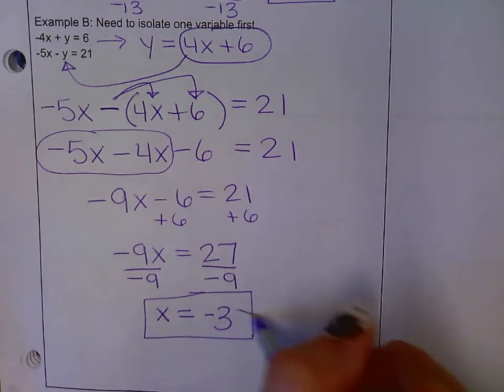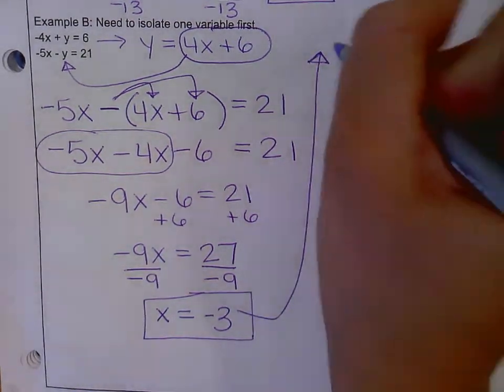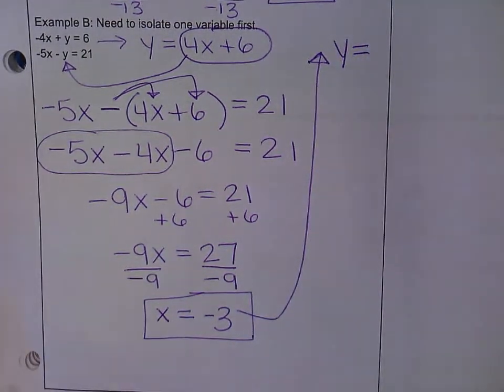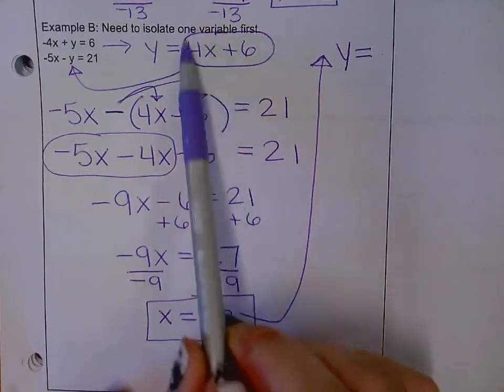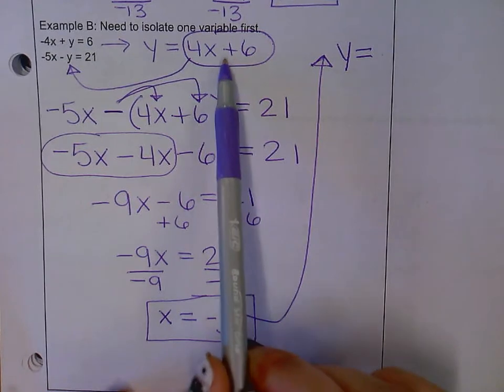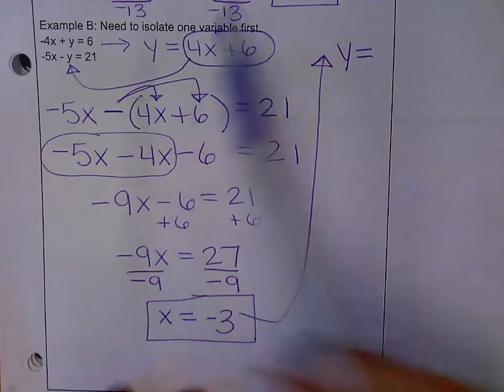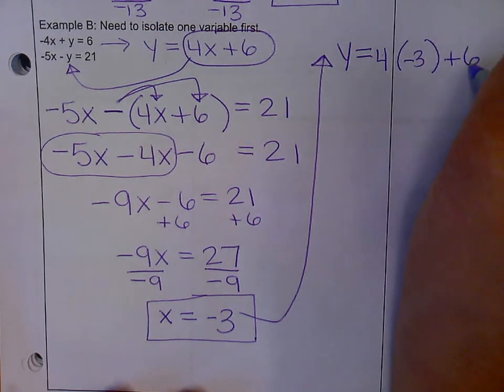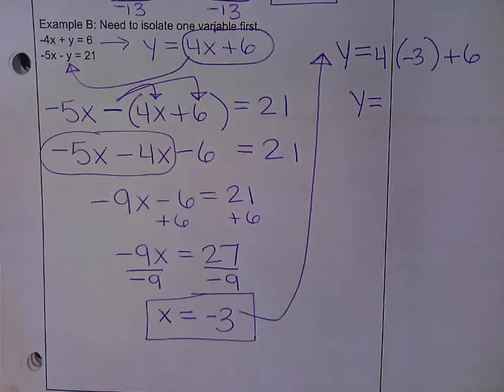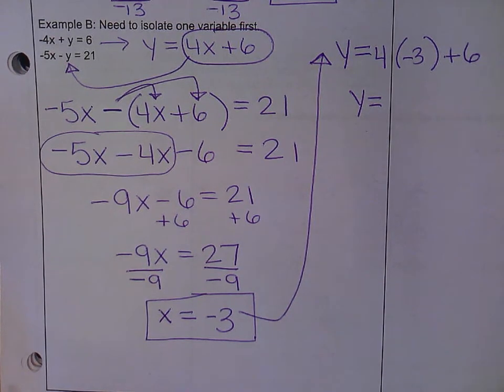Take it back up to the top. Y has to be equal to, see how I circled this guy right here, 4x plus 6? That's where you want to plug it back in, because that's the easy one to plug it back into. 4 times -3 plus 6. So I'm going to take my x value, plug it in for x, and get a y value. This is -12, and I'm adding 6.